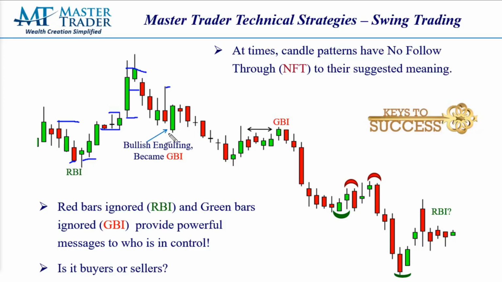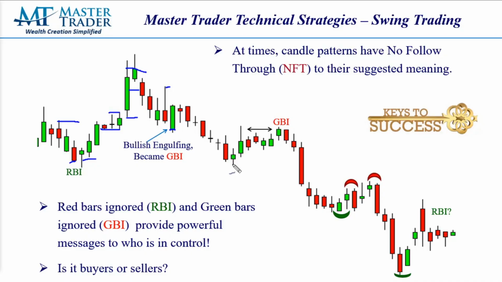Think about what it was before it was a topping tail bar. And it was a big green bar. So clearly buyers stepped up there, and then when prices gapped down, they rallied back up again. So this is some choppy type of price action. It does display uncertainty. Not sure what's going on here. So probably best to stand aside at that point. But that bullish bar, that green bar, did not follow through. It was ignored.